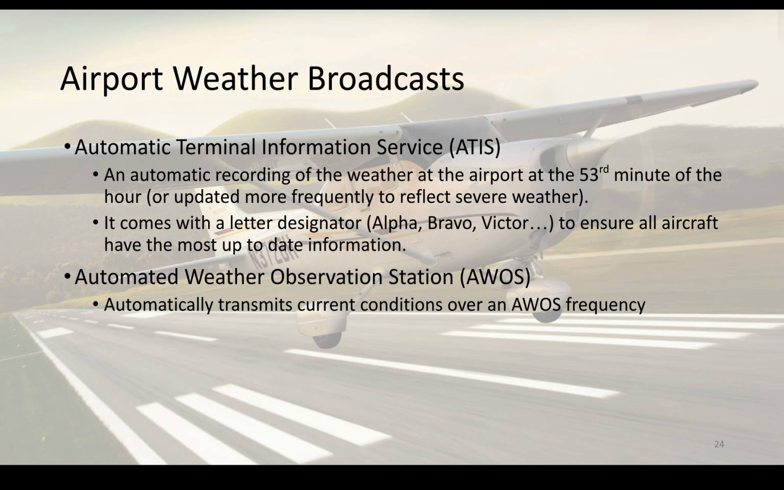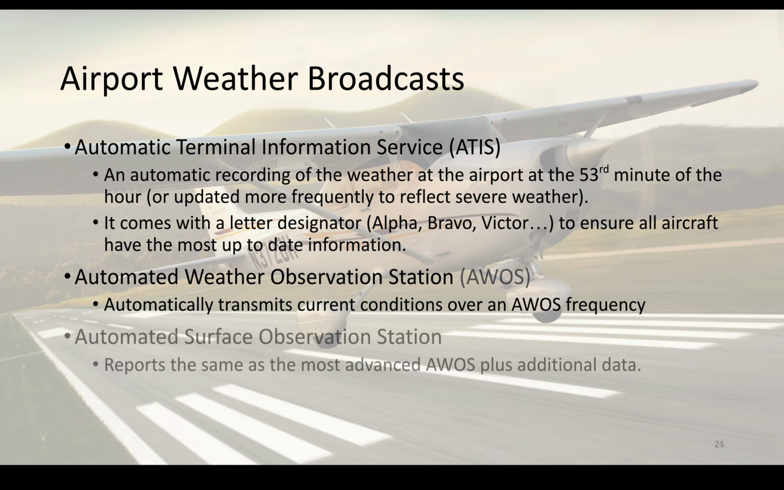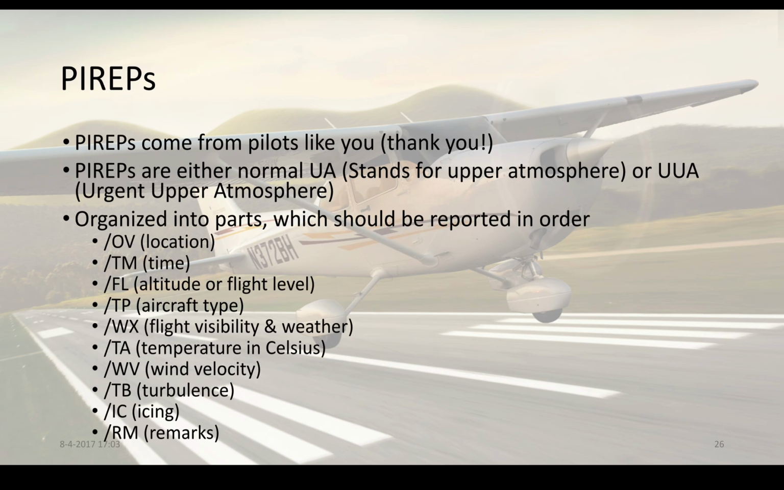And then we have these AWOS systems, and you'll find these more at smaller airports. So it's basically wind, sometimes ceiling information, visibility information, things like that. And then there's ASOS, so AWOS and ASOS, and it's basically the same as the most advanced AWOS, which is AWOS 3, plus some additional data as well. You can look up what those are later on, but you might get a weather broadcast from one of those things there.